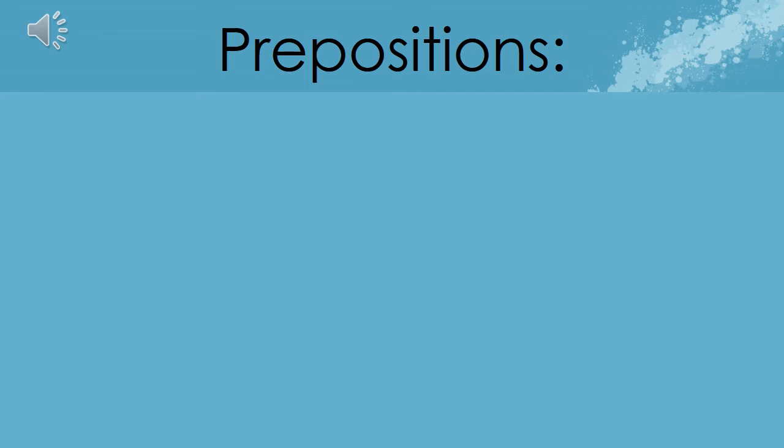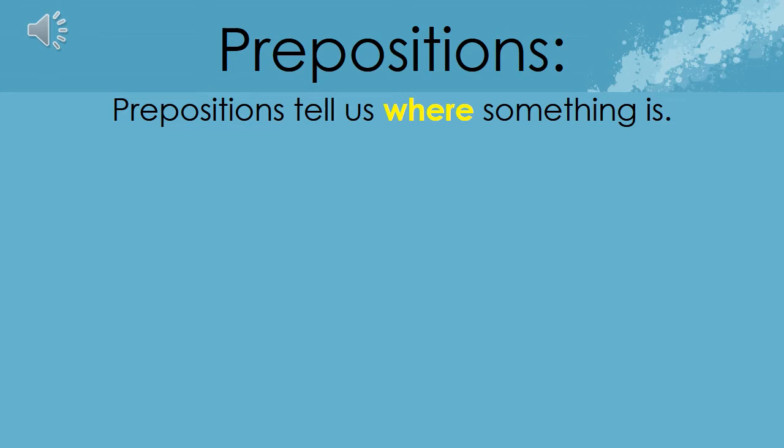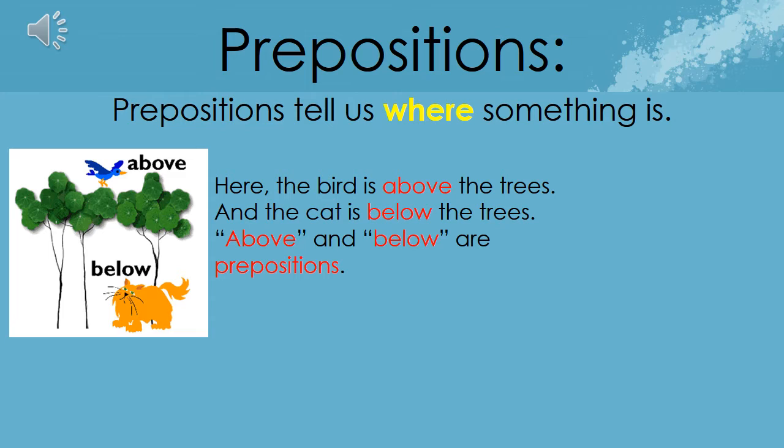Prepositions. What is a preposition? Prepositions tell us where something is. Over here, the bird is above the trees and the cat is below the trees. Above and below are prepositions. They tell you where the cat is and they tell you where the bird is.